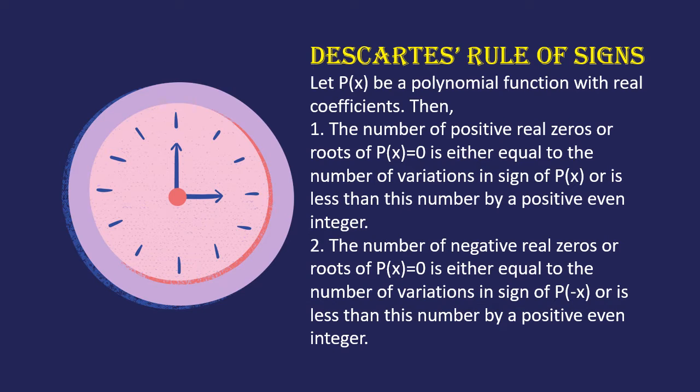either equal to the number of variations in signs of p of x or is less than the number by a positive even integer. And for us to identify the number of negative real zeros or roots of p of x equals 0, it is either equal again to the number of variations in signs of p of negative x or is less than the number by a positive even integer. So I guess you will be able to understand more if we proceed with our example.